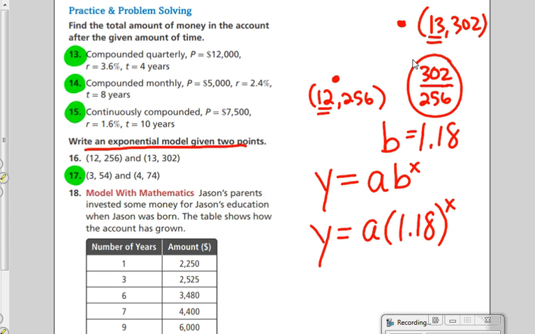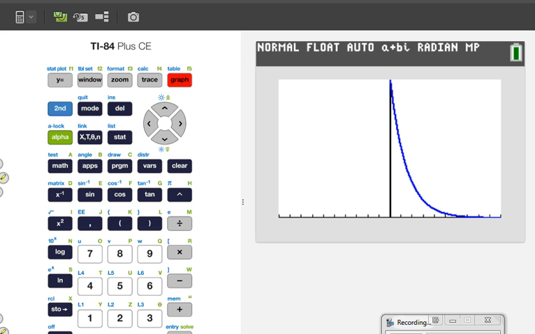So here's what we didn't have to do on the green sheet when we practiced this. This is just a little wrinkle here to figure out what a is. Take this y value, put it in for a. But for x, I want you to go backwards 12. So what would x have to be to go backwards 12? Negative 12. See what you get when you do 256 times 1.18 to the negative 12th. And I'll re-explain it in a minute.